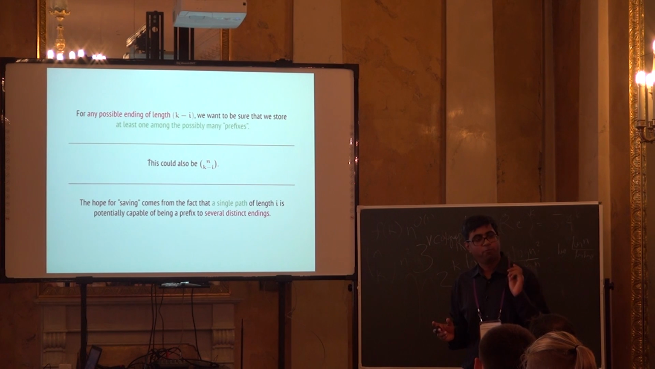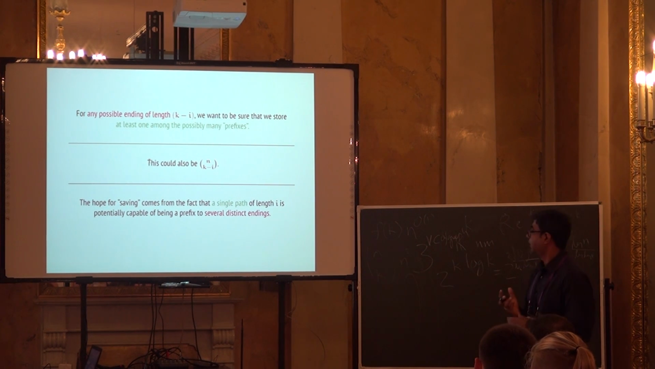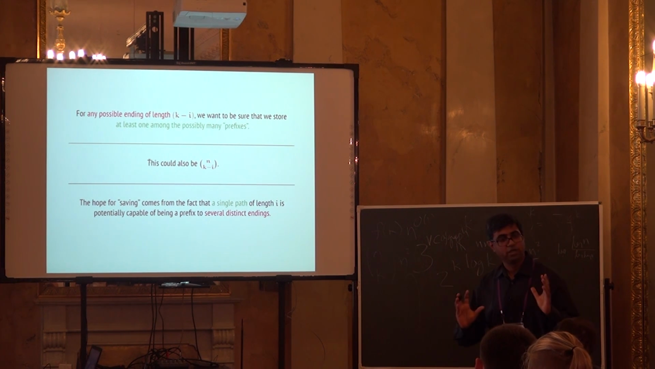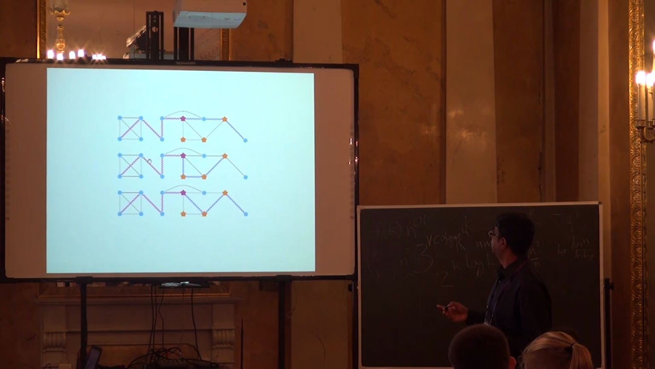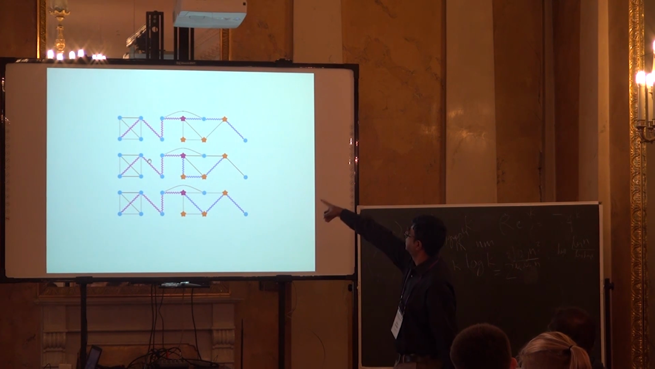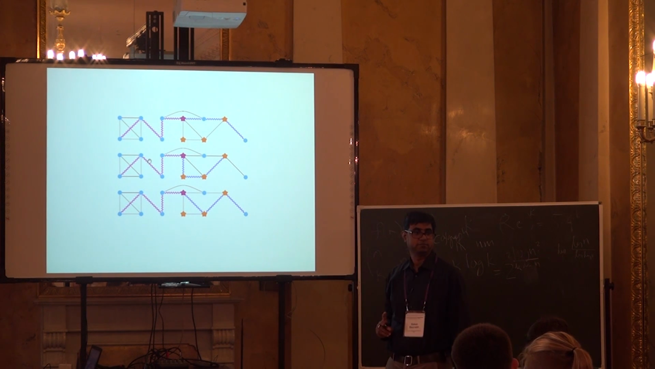But the hope for saving comes from the fact that a single path of length i is potentially capable of being a prefix to several distinct endings. I'm just trying to motivate why it could even be possible. I'm not giving you formally how we will do this, which we will see today or tomorrow. For example, look at this. These are different paths, but the same path can take care of all these.